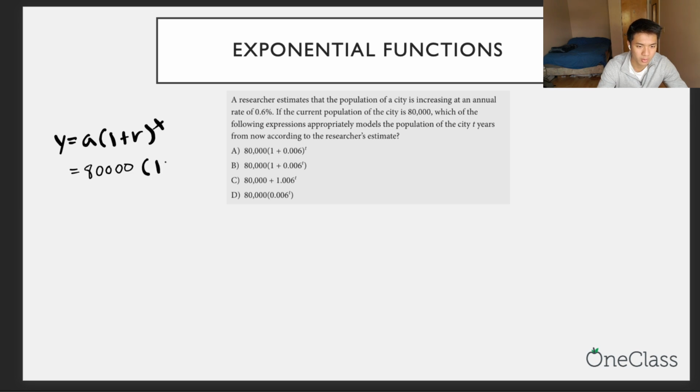And then 1 plus, do we have a rate? We do. A researcher estimates that the population is increasing at an annual rate of 0.6%. So that's going to be equal to 0.006. And then do we have a time period that we're working with? And we do. It's modeling of the population of the city T years from now. So we can write in T at the top. And this is going to be our equation to represent the situation. And we see that matches up with answer choice A.